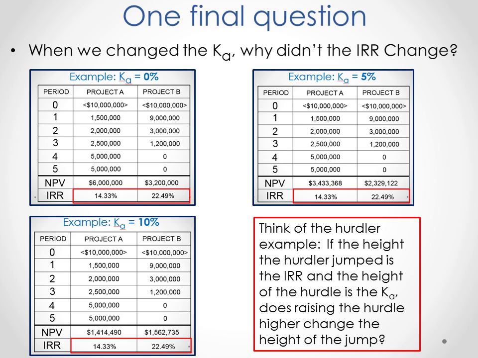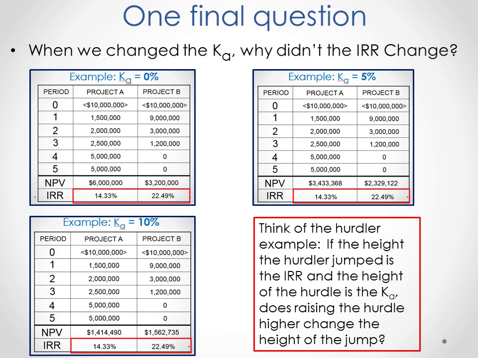When we changed the cost of capital to 5%, you'll notice that in the upper right-hand graph, or table, the internal rates of return were again 14.33 and 22.49% respectively, even though the net present values changed above them. And then when we changed our cost of capital to 10%, you notice the internal rates of return stayed the same, but the net present value changed. Why did the internal rate of return always stay the same? And I have that here as an explanation.